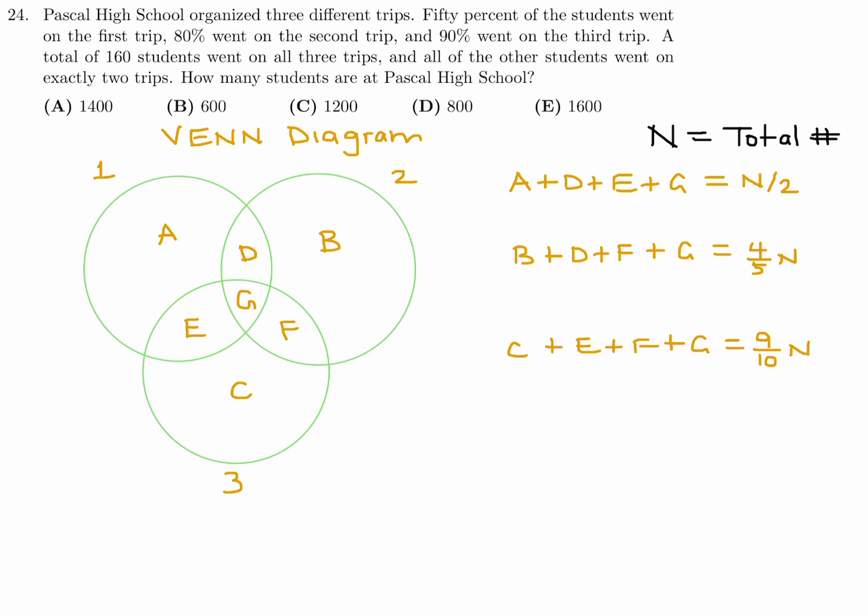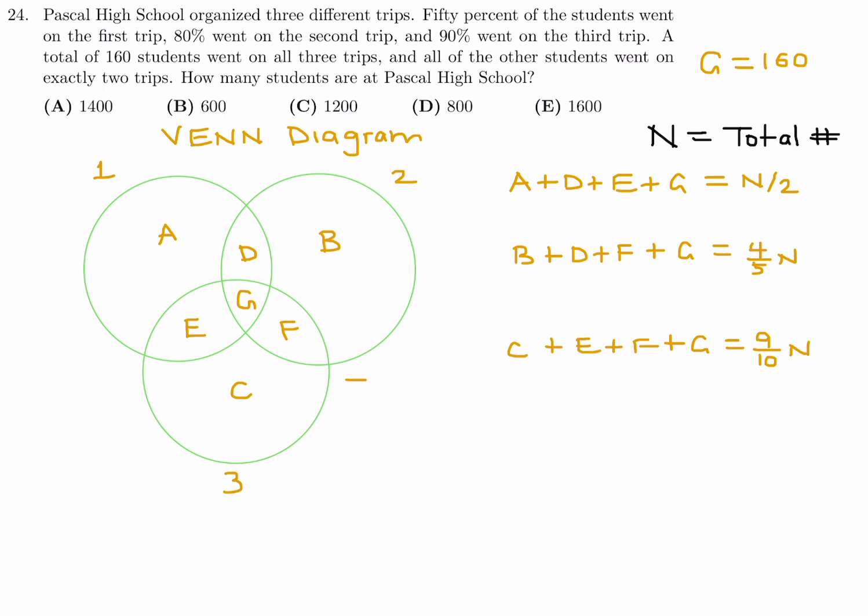They give me a little bit of a help: 160 students went on all 3 trips. So that basically means that's G. G represents the number of students that went on all 3 trips. So G is 160. So I'll write that up here. G is 160. Okay. So that helps us out quite a bit, I think, because we can now work with this. So let's try to see what we can get.